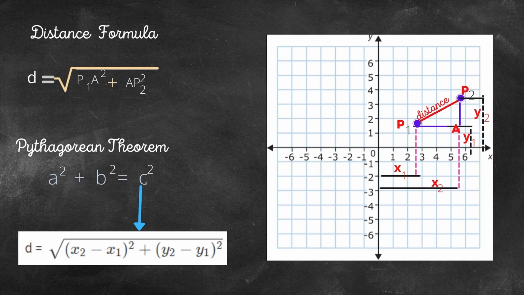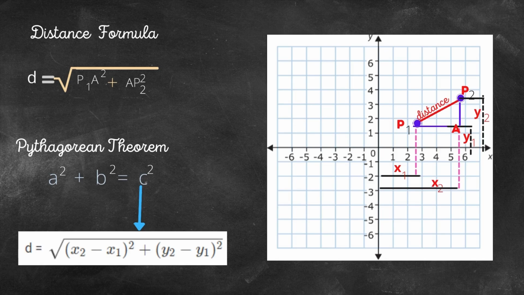As you can see in the figure, we construct the line p sub 1A parallel to OX, or the origin and then the x-axis, and point 2A parallel to OY, or from the origin to the y-axis. Then we have D is equal to P sub 1A squared plus AP sub 2 squared.